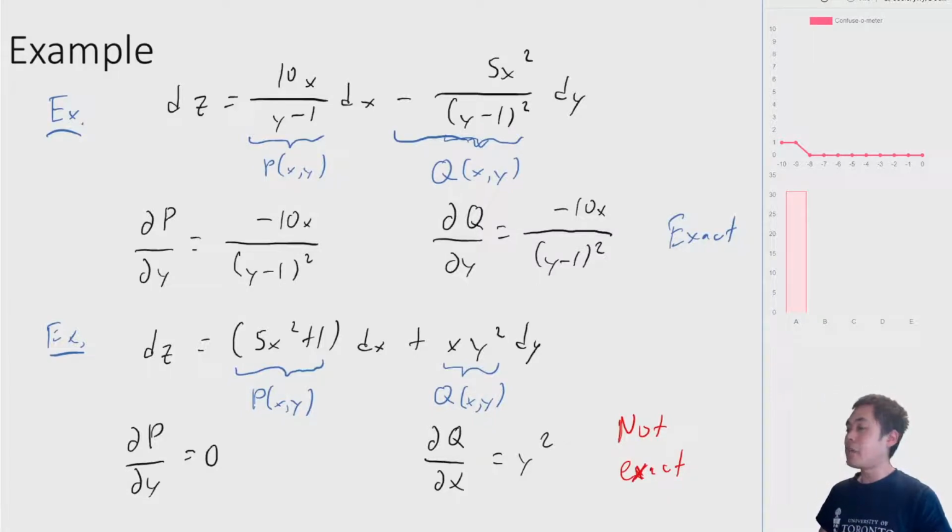So this is just a faster way of figuring out if things are exact or not. If you are unsure about how to apply this test, you can always just try to take the integral. But that's oftentimes more time consuming. So let's try it out.